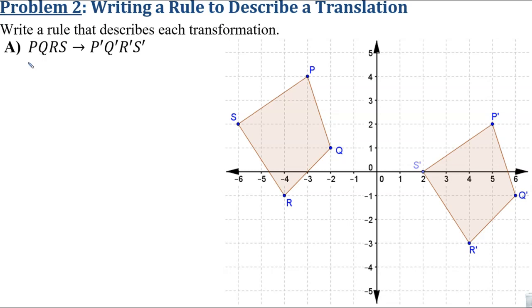Alright, so the way we write translation rules is we'll say that the point x, y is going to get translated to x with something happening and y with something happening.